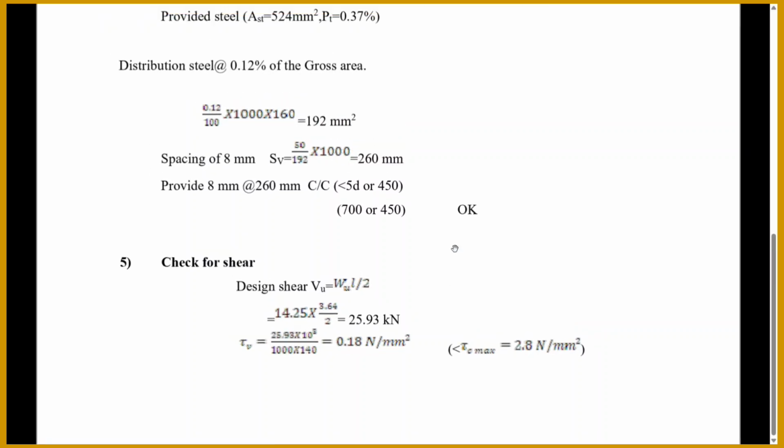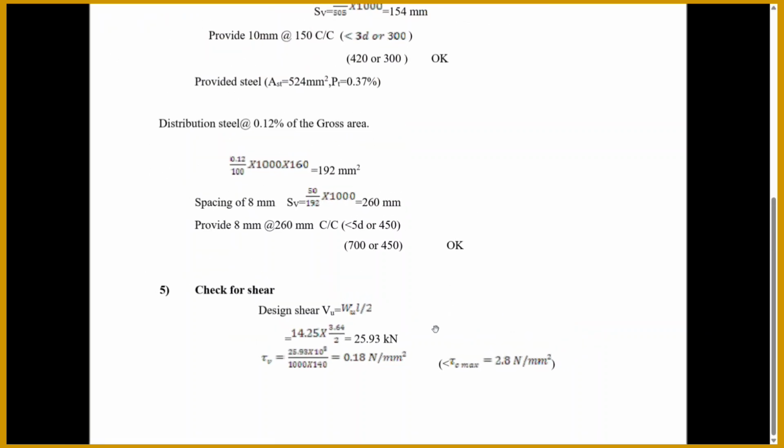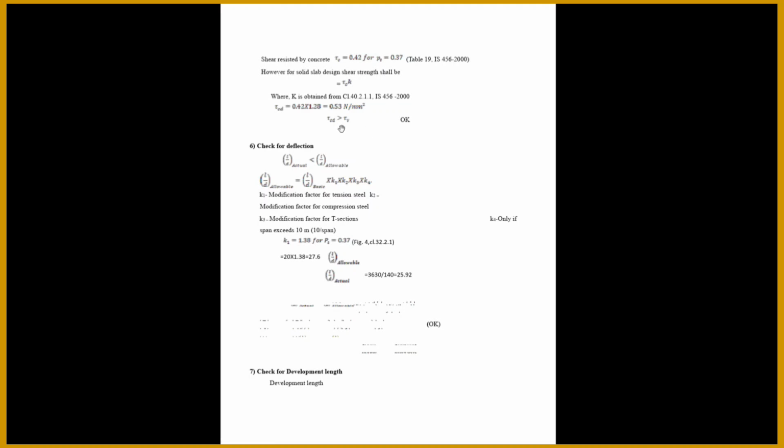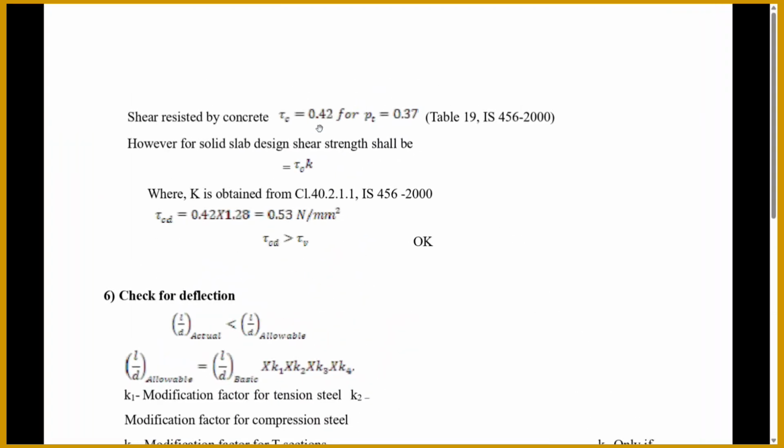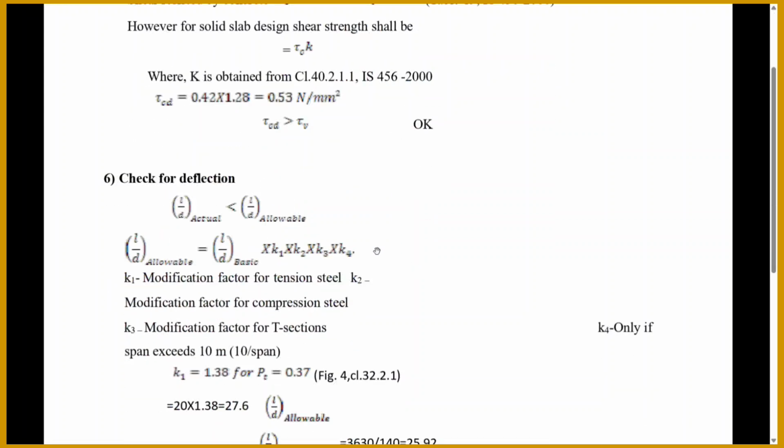After the checking of the shear, we will have to check for the shear criteria also. If this criteria is satisfied, you will have to just multiply tau c with the k, which is the factor derived from this clause 14.2.1.1, as given in the code. As you can see, tau cd is greater than tau v. Our slab is okay in this.